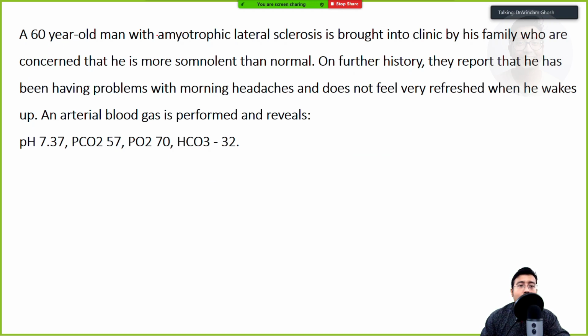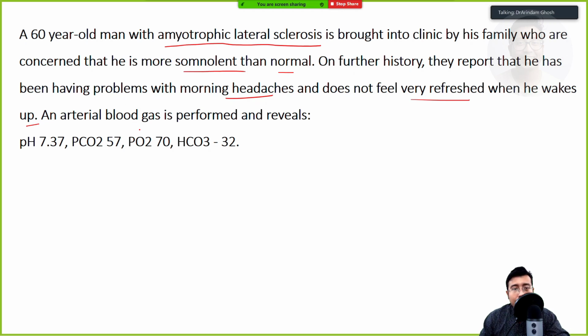A 60-year-old man with ALS, amyotrophic lateral sclerosis, a neurological disorder, forget it, just a distractor, is brought to the clinic by family who are concerned that he is more somnolent than normal. Somnolence means a sleep-like state, he is more sleepy than normal. On further history, they report he has problems with morning headache and doesn't feel very refreshed when he wakes up. So basically there is no specific history, everything is vague.